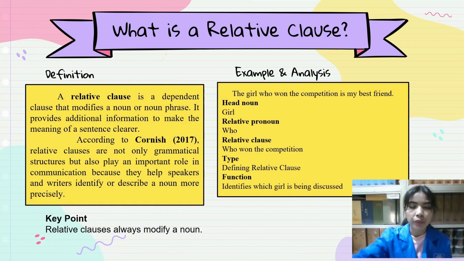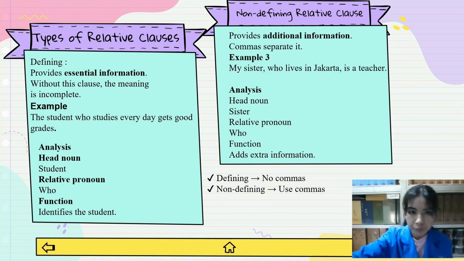And I have the journal according to Cornish, 2017. I looked at the journal, and after that, I looked at the relative clause. So, next slide.